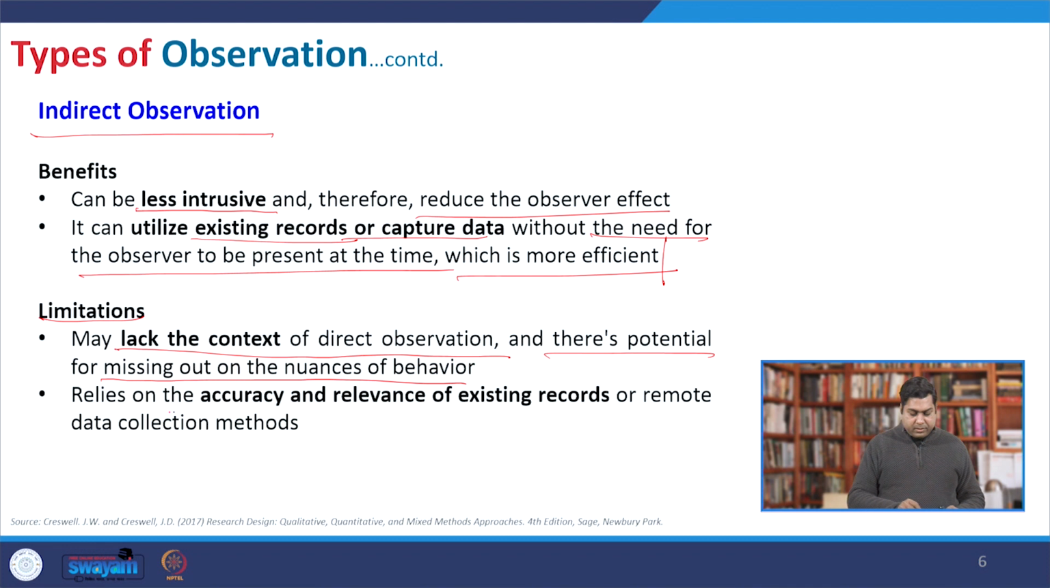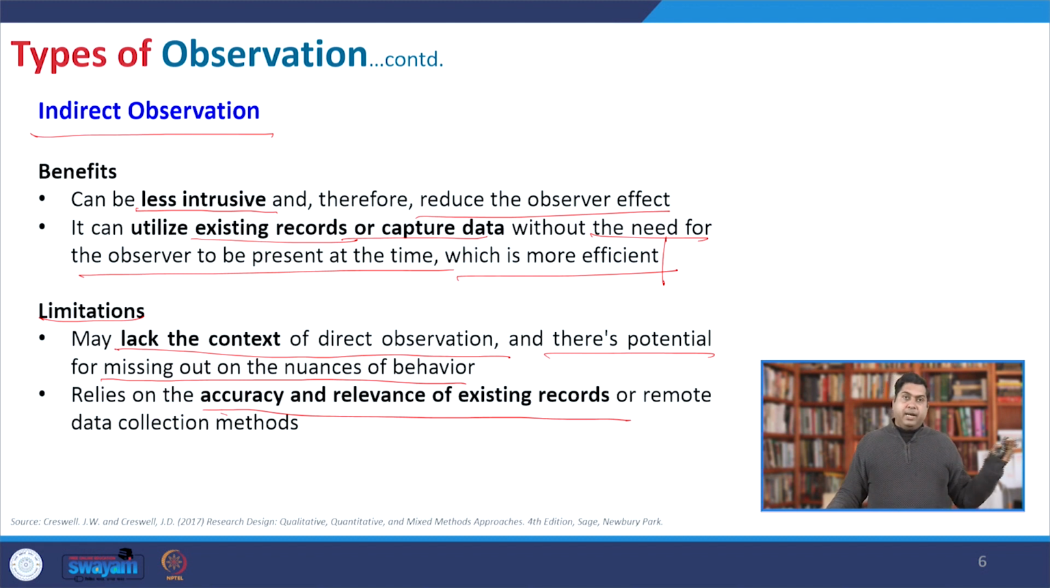Again, the limitation: it relies on the accuracy and relevance of the existing records. So it all depends on the type of instrument by which you have recorded that information. It may depend on the camera quality, captured parameters, and definitely if there is some sort of noise in that collected information, or certain errors, then probably there will be a mistake.